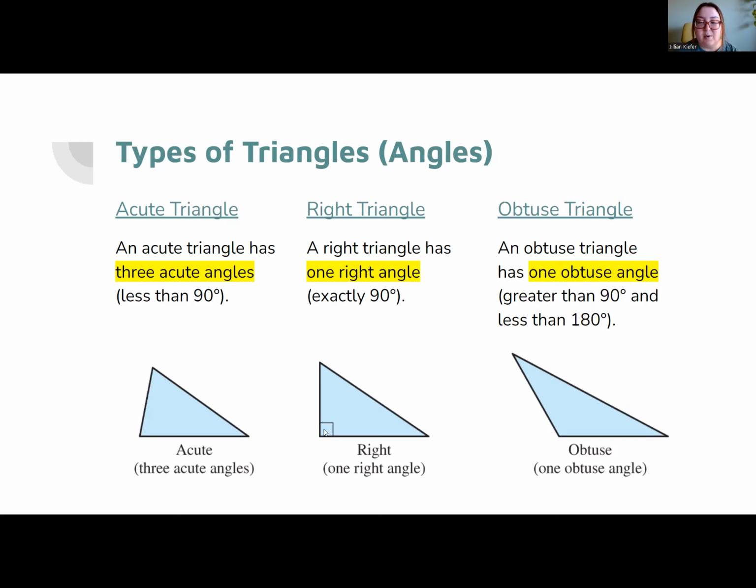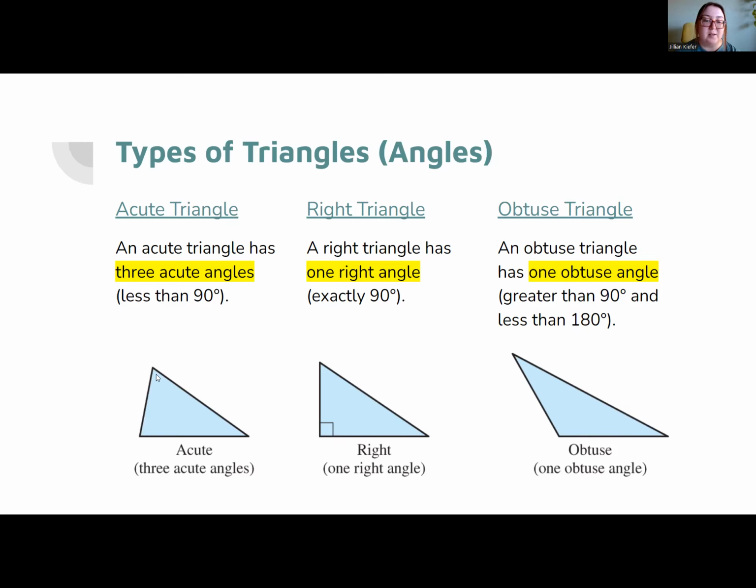So greater than 90, greater than that right angle, but not 180 degrees. So this is an obtuse angle, one obtuse angle. This would be that obtuse angle here because it is opening up wider than 90 degrees. So as long as there's one obtuse angle, it is an obtuse triangle.